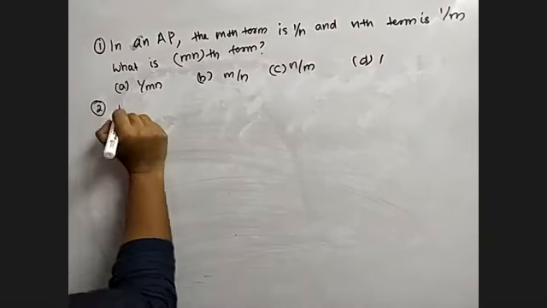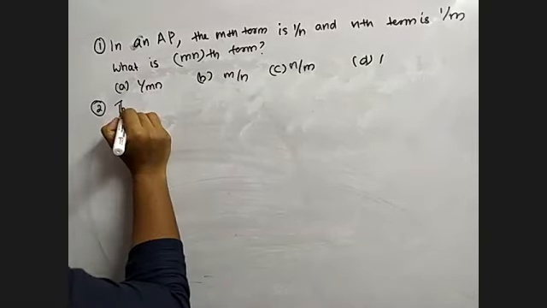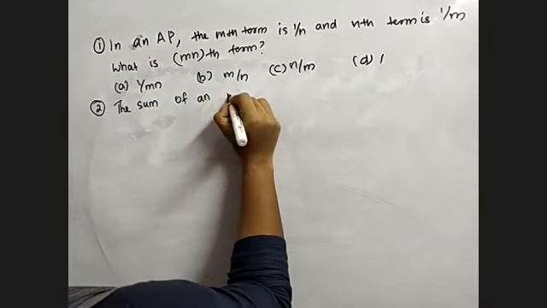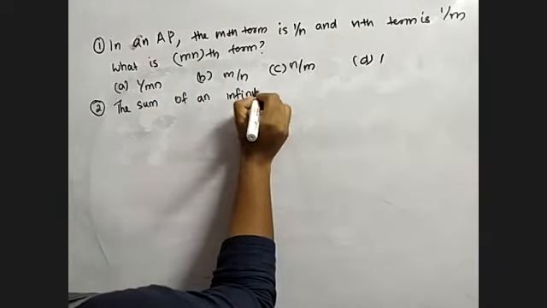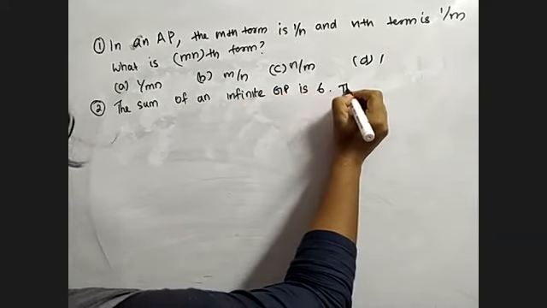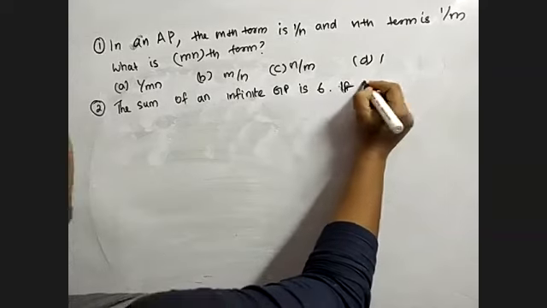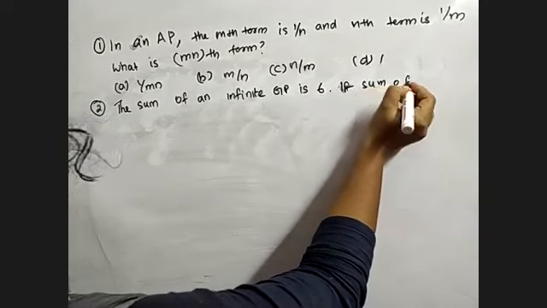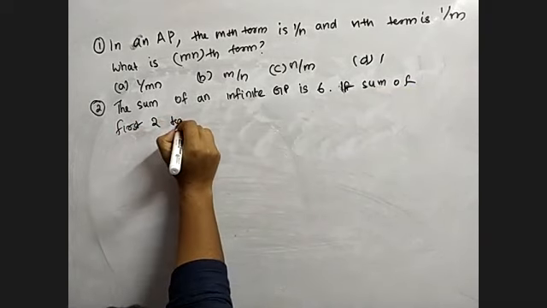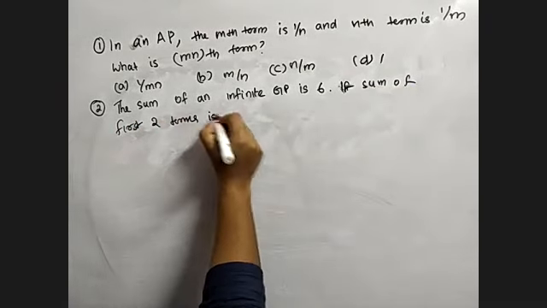Next question. The sum of an infinite GP is 6, if the sum of the first two terms is 9 by 2.